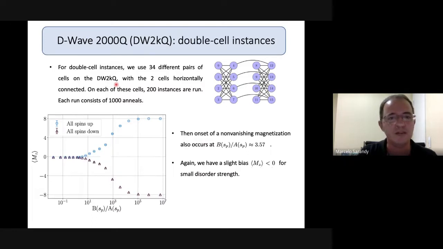So for double cells, the result is practically the same. We can see the onset of vanishing magnetization at a value that is compatible with the theoretical prediction of the onset of memory in the system.